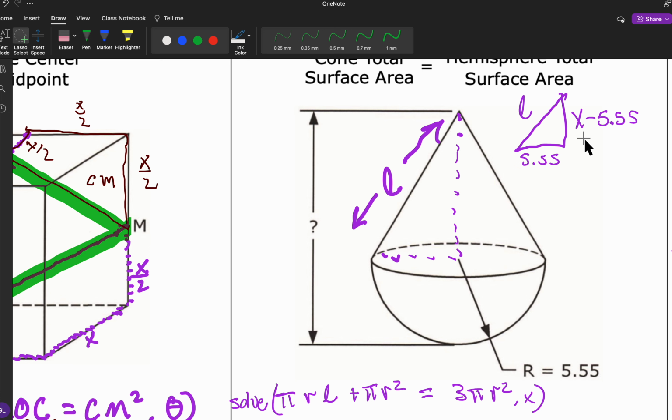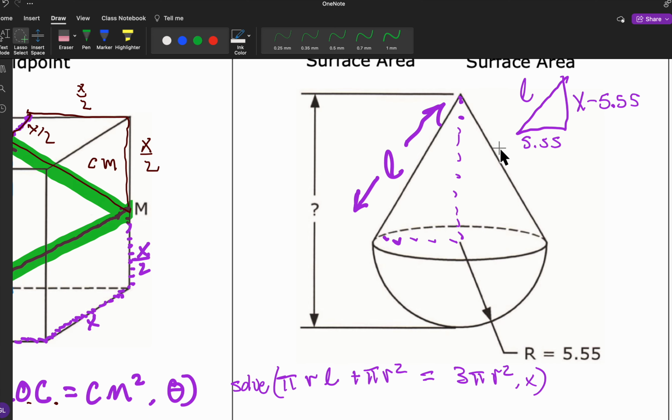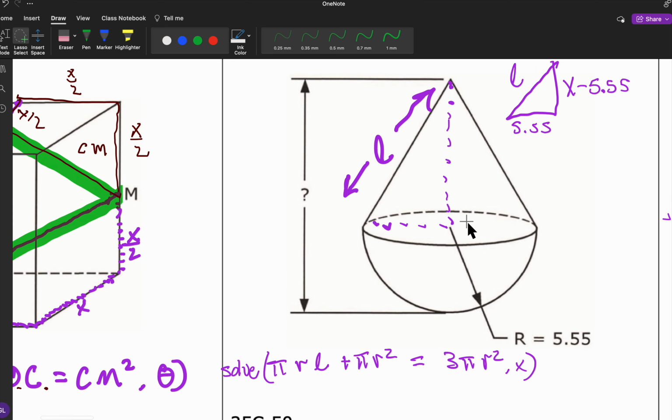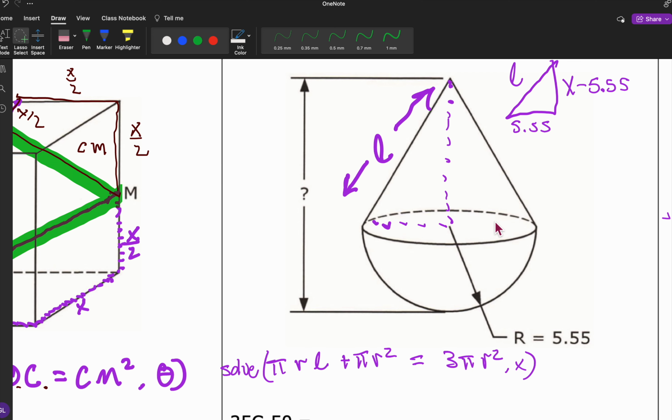So from there, you do the Pythagorean theorem with 5.55 for the base of our triangle, because of symmetry. It is from the edge of the circle to the center of the sphere. And then with the height of x minus 5.55, you do that for the Pythagorean theorem to get your slant height, and then you're going to plug that in over here. So your solver is going to solve the area of the cone, pi r l, plus pi r squared. And that same little catch is going to apply for the hemisphere.